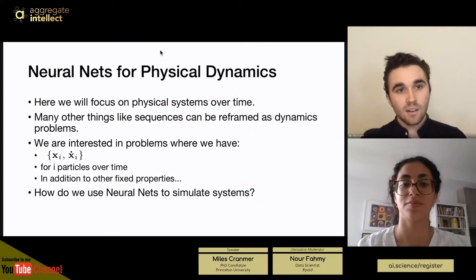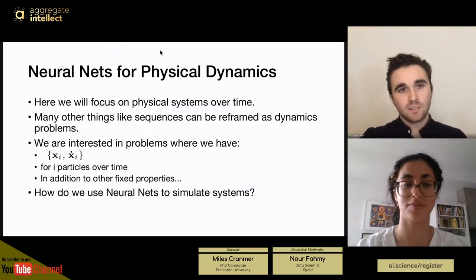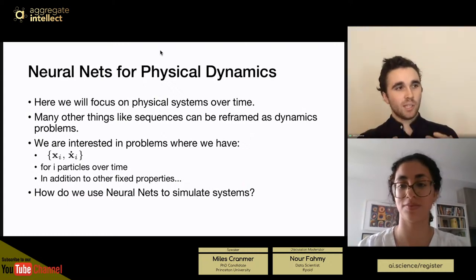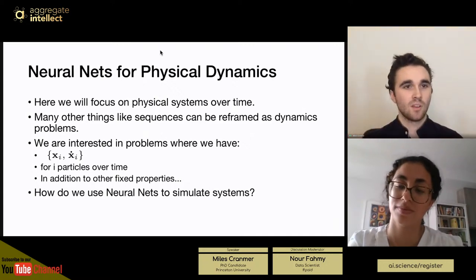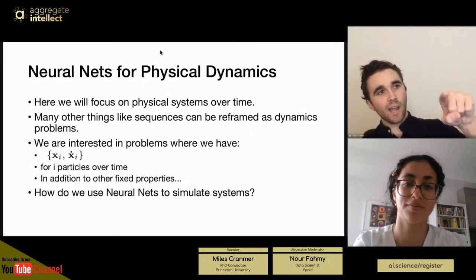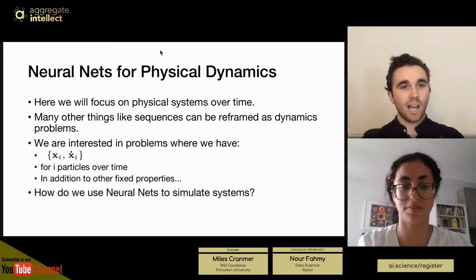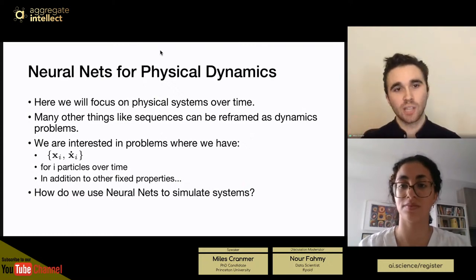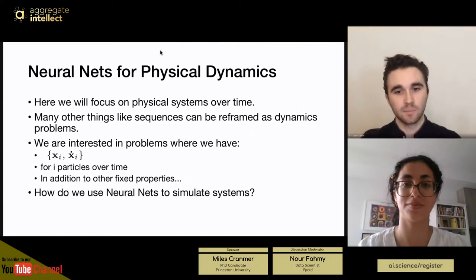Here, what I'm interested in is physical systems. Many other things can be reframed as dynamics problems, and I'm just going to talk about this. We are interested in problems where we are given a sequence of positions and velocities of particles over time. You know that the particle is here and it's moving that way at this time step, and at the next time step, it's here and it's moving that way. So we have maybe I particles or I coordinates over time, with the positions and velocities. How do we use a neural network to learn to recreate these dynamics or learn to simulate the system?